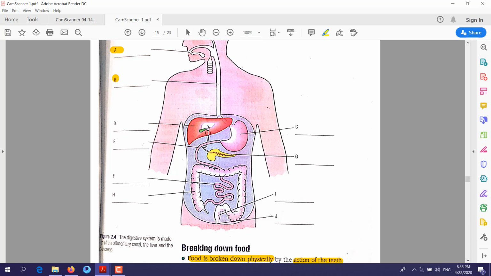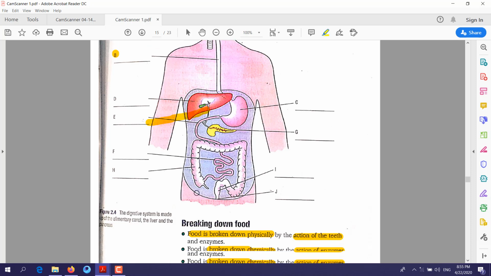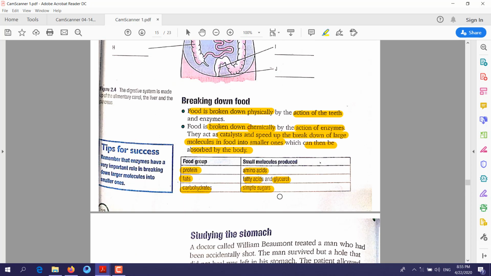Here the label should be on this part. I don't know, maybe it's a mistake here. So it should be labeled to this one. This part we call gallbladder. Then G, this part, it's pancreas. F, small intestine. Then this part, it's large intestine. Then this part, it's rectum. And the last one, it's anus.